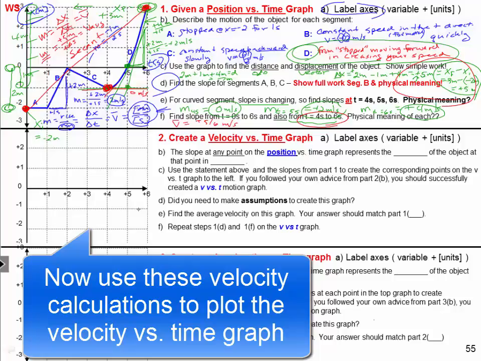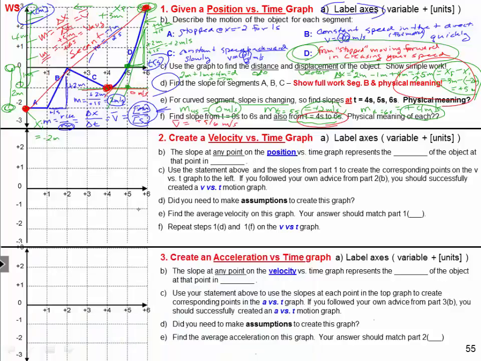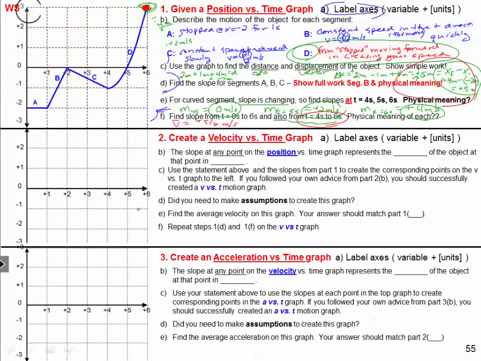Now, here's the next part, part 2. We're going to use the information we just worked out above, and we're going to use that to create a graph of our velocity versus time function. And if you don't mind, I'll clean up our work from the last section, and we'll refer back to it. So I'm just going to summarize the work we did from before.